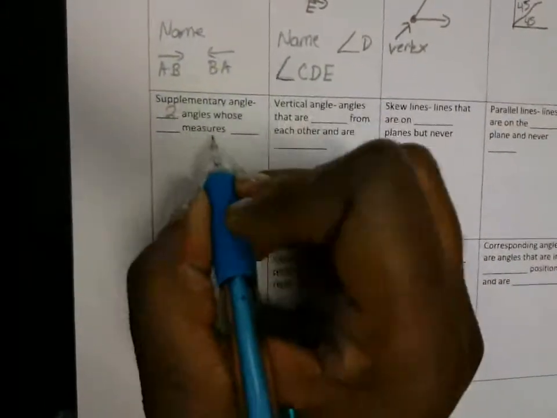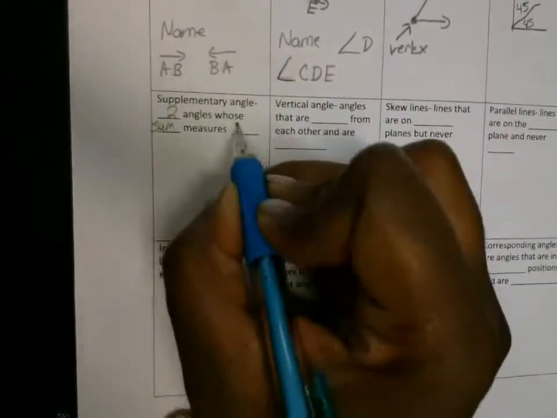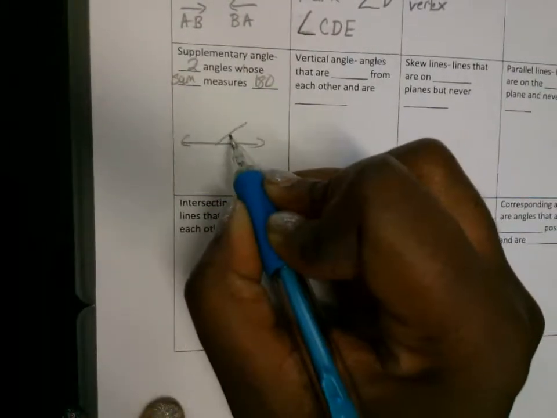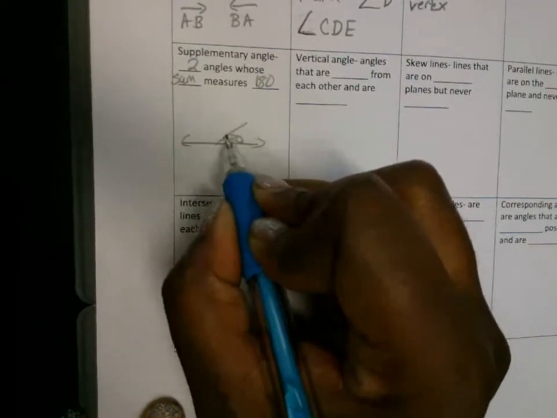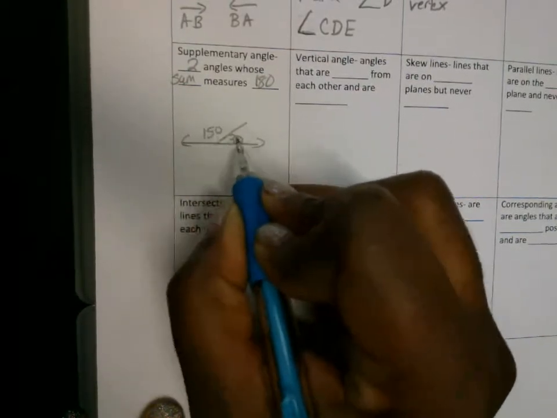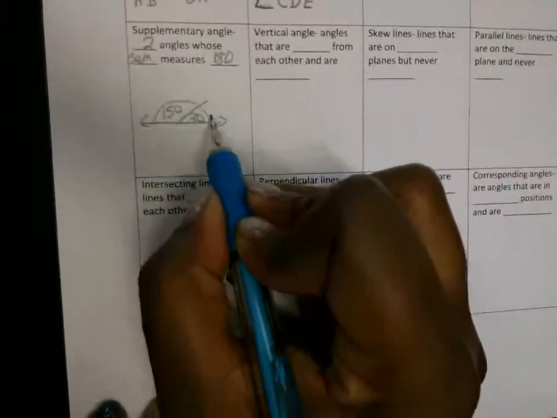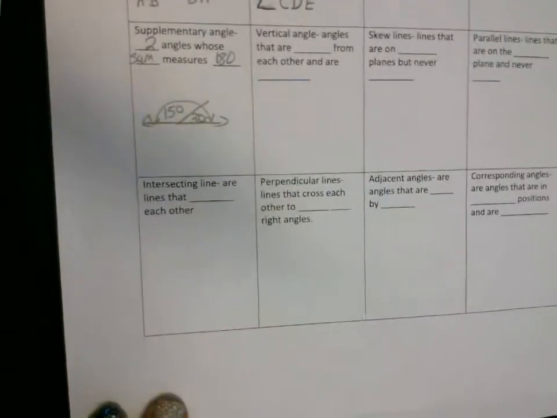Supplementary angles are two angles whose sum measures 180 degrees. So, a straight angle. One angle here is 30, and this angle right here would be 150. 150 plus 30 is 180. Remember, a straight line is 180 degrees.